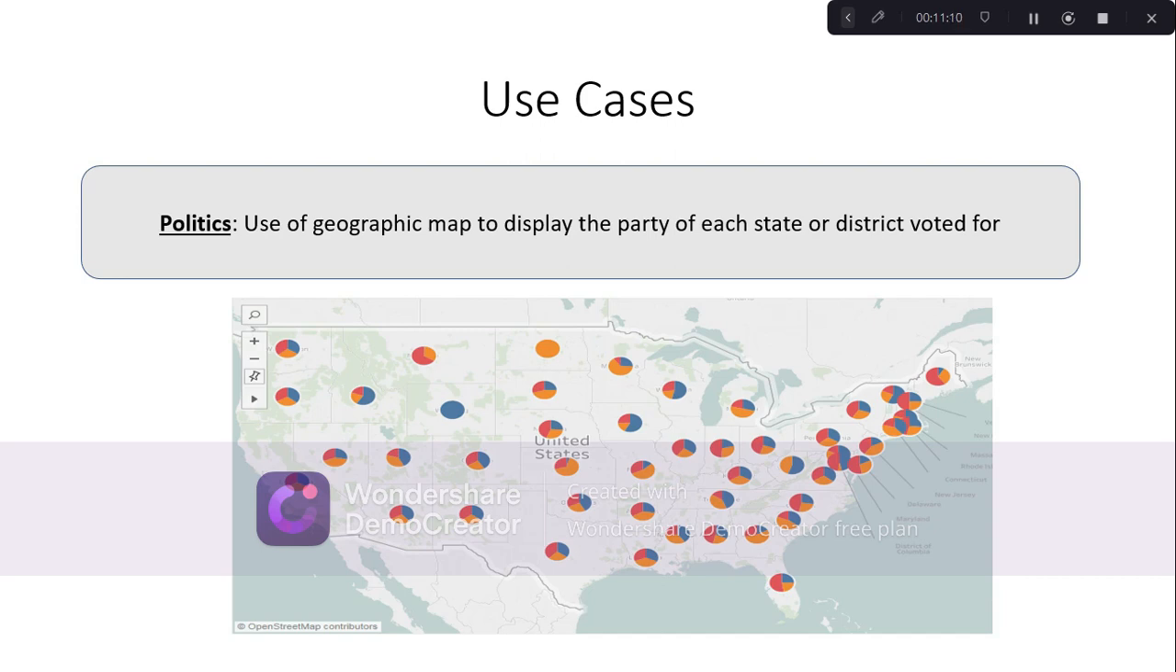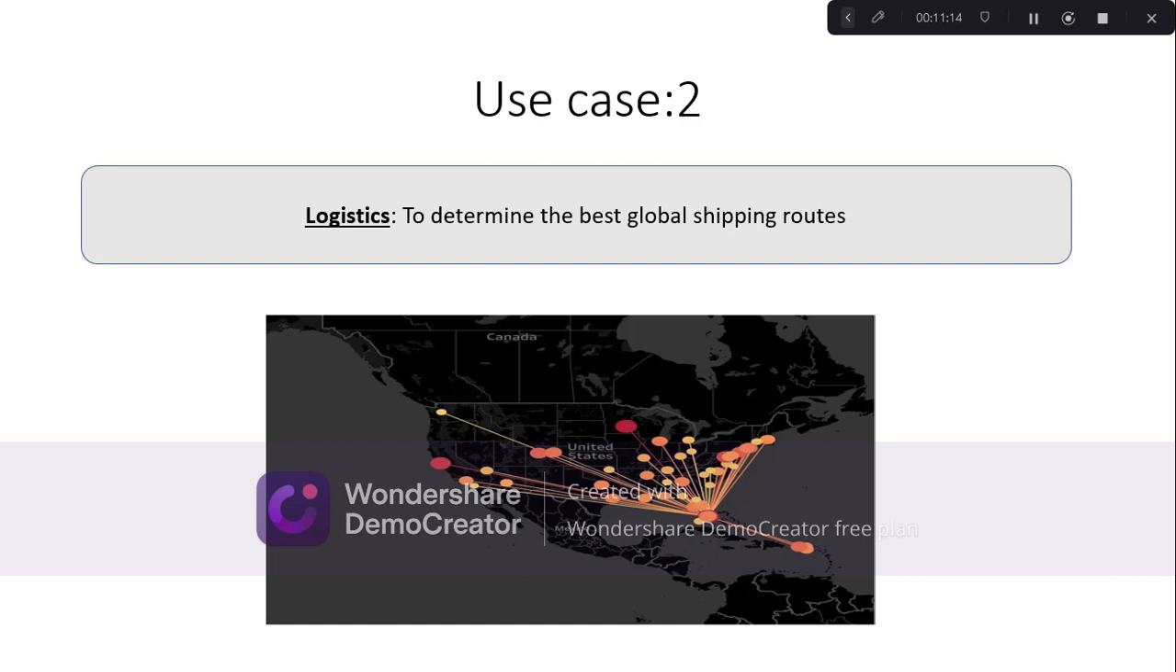And coming to logistics, you know how logistics works, right? They send parcels from one country to another, from India to USA, from Australia to USA, and while transferring those packages, they need to find the best and easiest way to send the parcels, because they don't want any delays in between. So this is how they use visualization tools to determine the best global shipping routes.